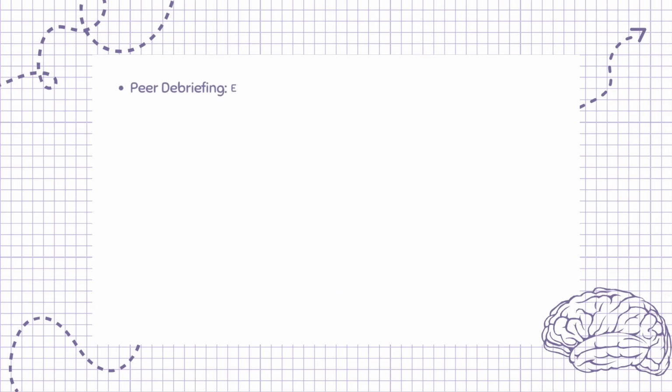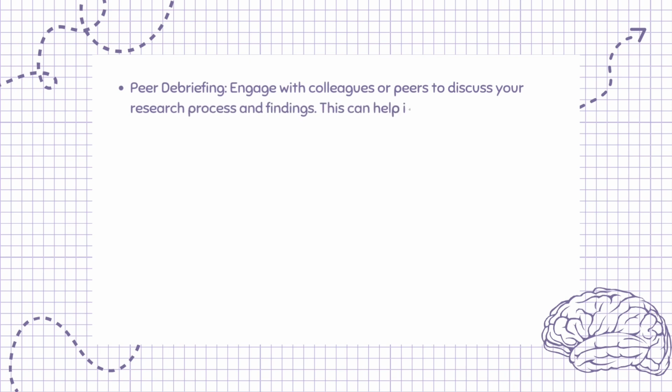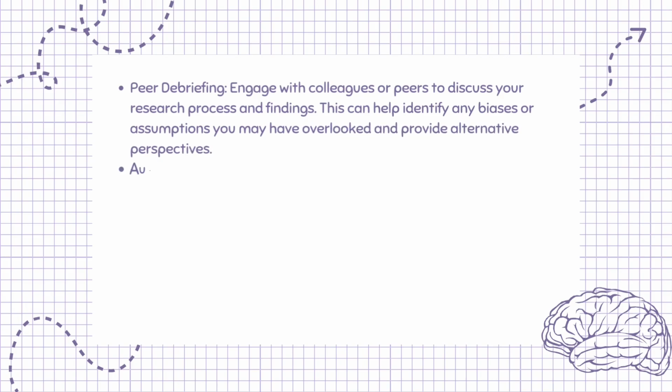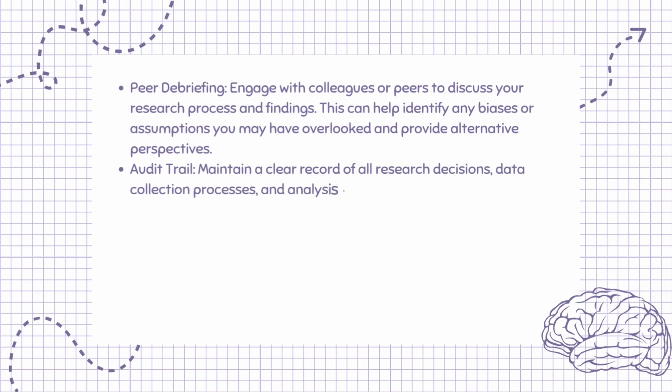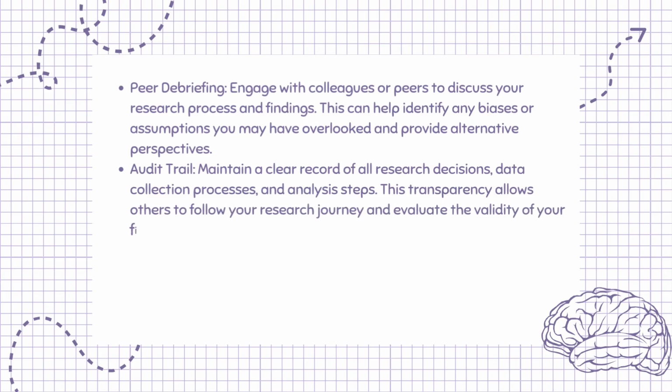Peer debriefing. Engage with colleagues or peers to discuss your research process and findings. This can help identify any biases or assumptions you may have overlooked and provide alternative perspectives. Audit trail. Maintain a clear record of all research decisions, data collection processes, and analysis steps. This transparency allows others to follow your research journey and evaluate the validity of your findings.